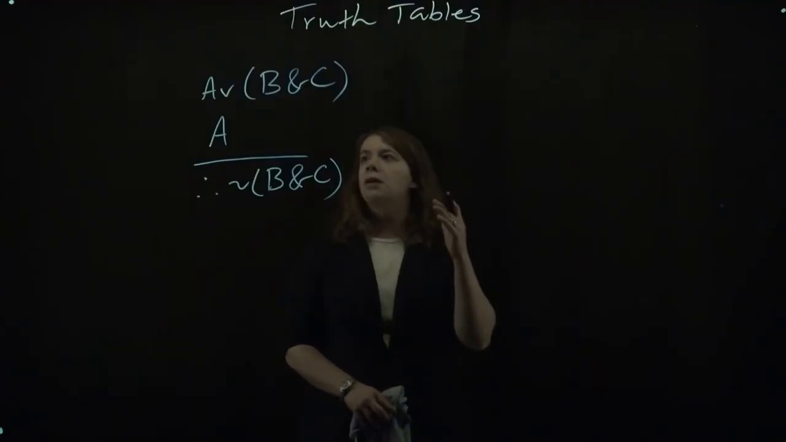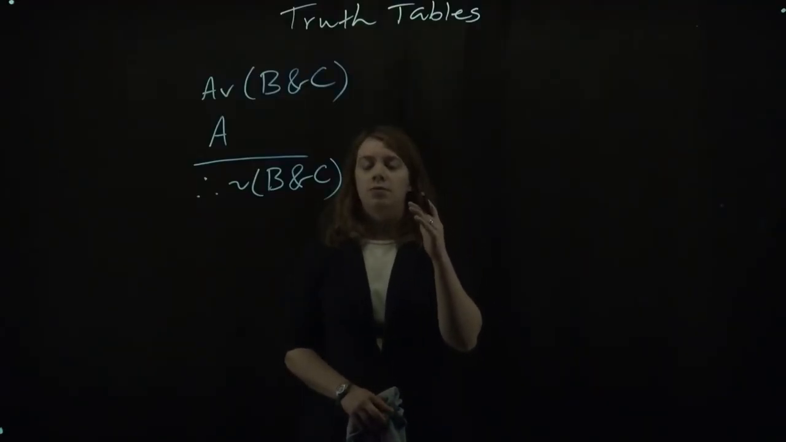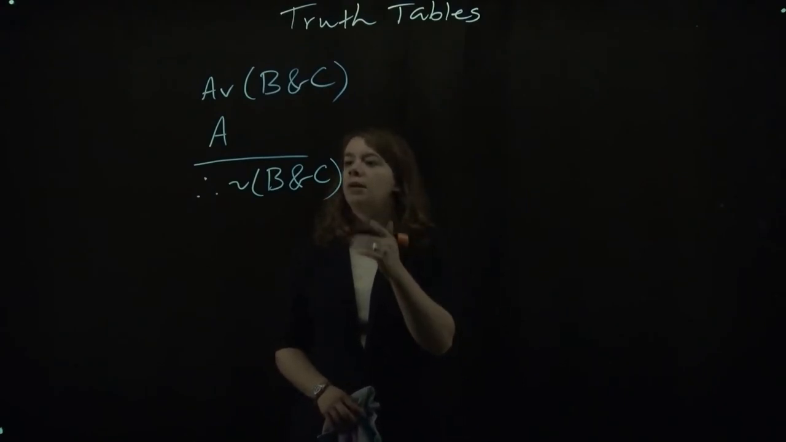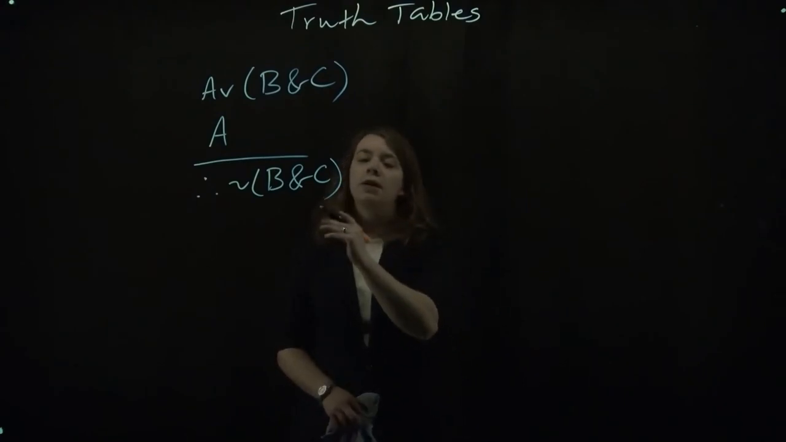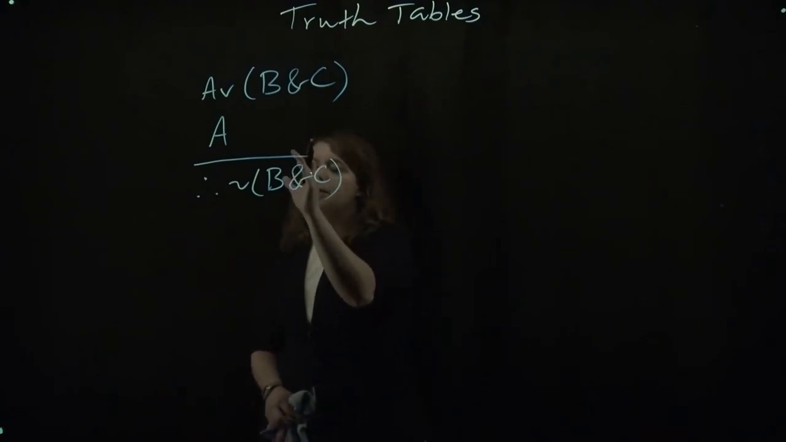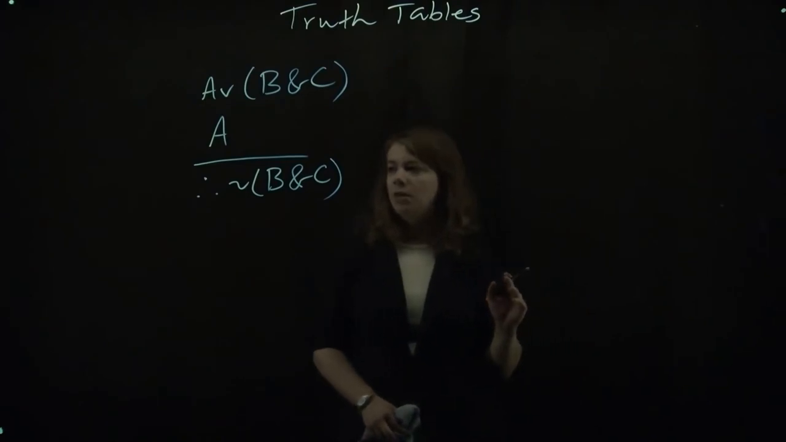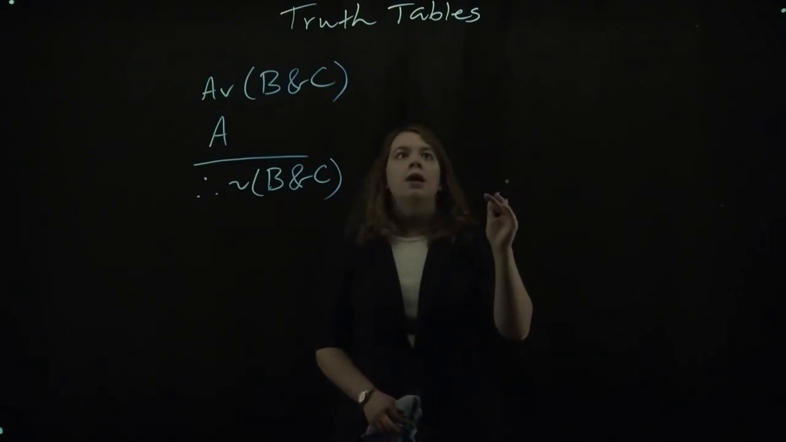Okay, let's try another example of using a truth table to determine validity. So here we have another argument, and we're going to try to determine whether this argument's form is a valid or invalid form. So we're going to do the same procedure as before.